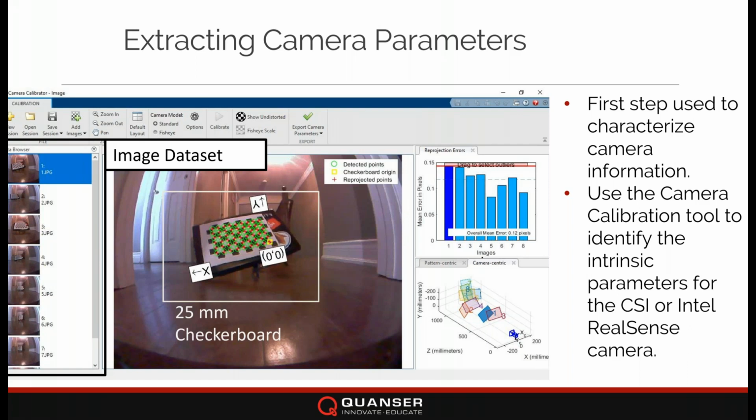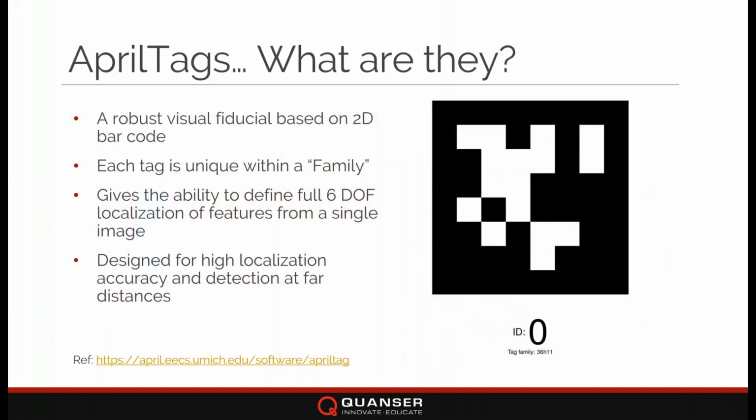The next step would be figuring out what the AprilTag is. In case you're not familiar, AprilTags are 2D fiducials, and they were designed by the team at the University of Michigan. The idea is that this is another method of localization. They were designed to be of high accuracy and detected at far distances, because if you think about localization, if I can figure out a landmark from an image that is very far away, it opens up flexibility.